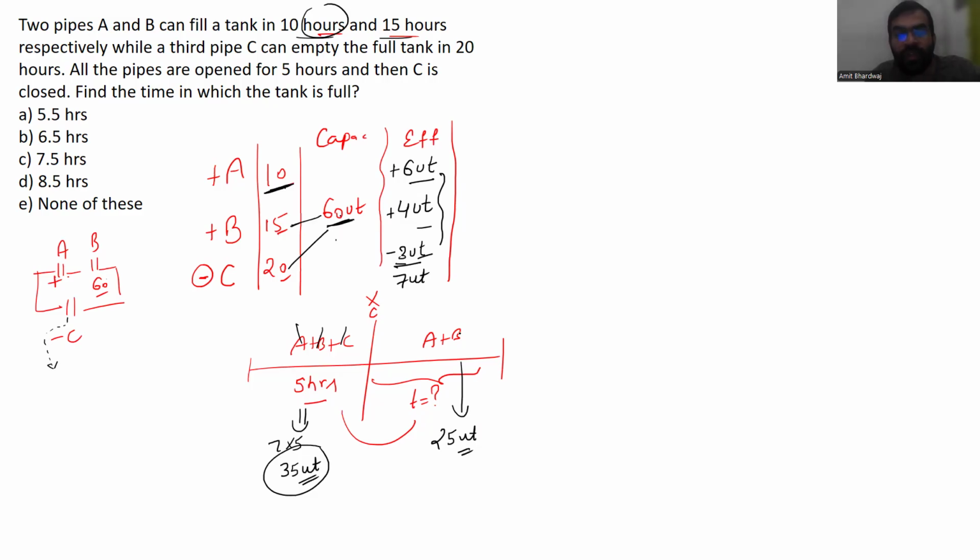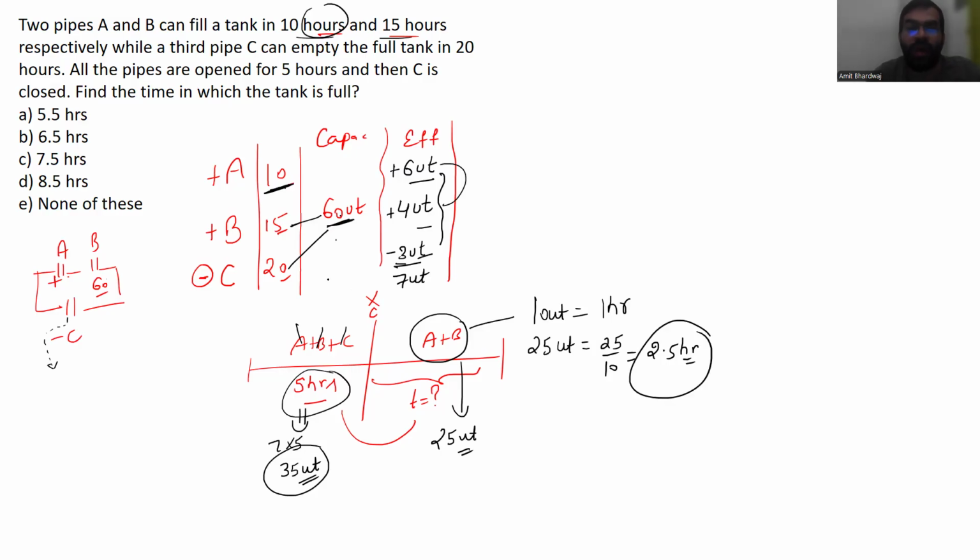So what can you say? Both A and B can fill how much? 6 plus 4, 10 units in 1 hour. Now 25 units will definitely take 25 by 10, which means 2.5 hours. And this is what we need to understand, right? So 5 hours was here, 2.5 was there. So the answer will definitely be 7.5, and that is my answer.